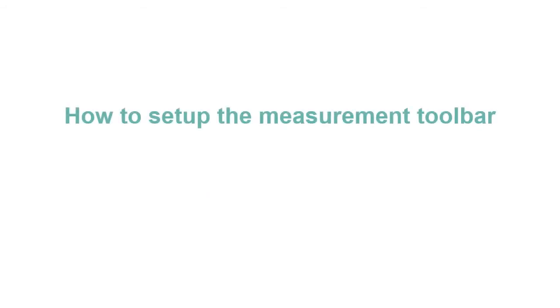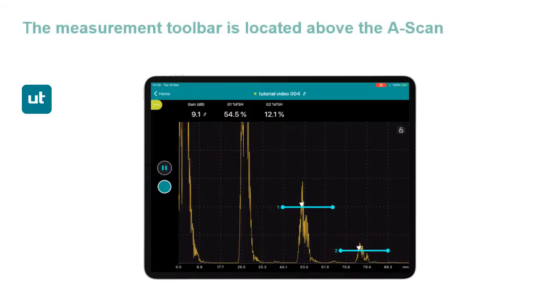How to set up the measurement toolbar. The measurement toolbar is located above the A-scan. You'll see here that I've got gain, gate 1% full screen height, and gate 2% full screen height.